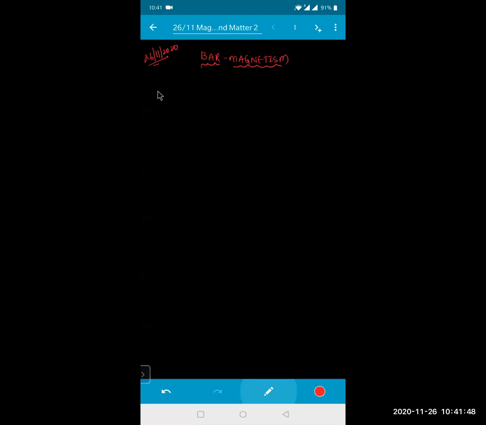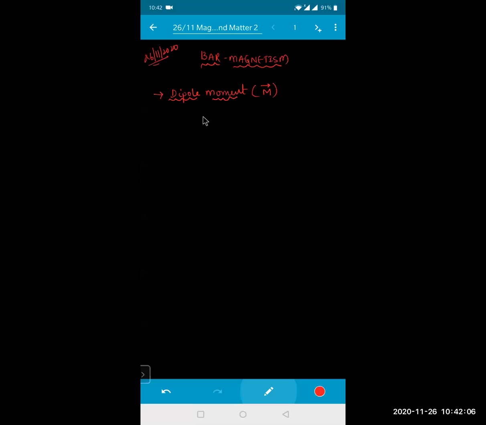So what have we done yesterday? We have done one basic concept of dipole moment. I hope everyone remembers this one. Dipole moment is represented by m bar.